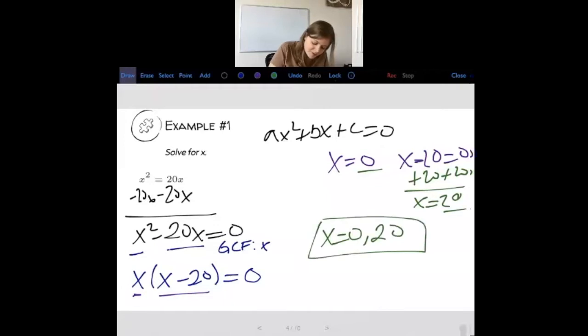Typically with these problems, because x is squared, we're looking for two answers. There are cases where there's one answer, which we'll cover later, and there are cases where there's no real solution, which I believe you'll do in the next math class.